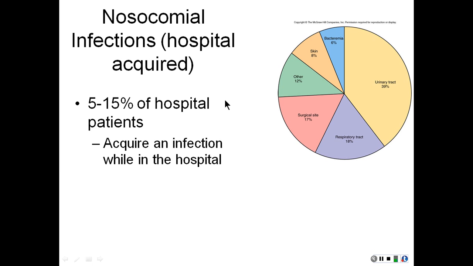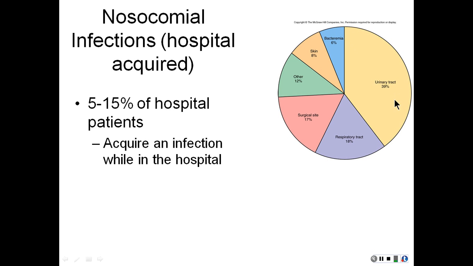Last thing I want to talk about in terms of epidemiology is a special case of infections called nosocomial infections. Nosocomial is the old word. Most often now they're called hospital-acquired infections. I suspect you've heard of these. This is when you go into the hospital for something, and while you're there you acquire an infection of something else while you're there. And estimates are 5 to 15% of patients.